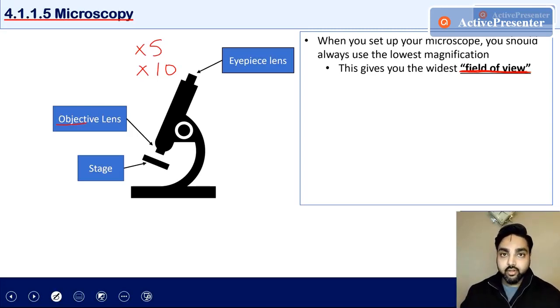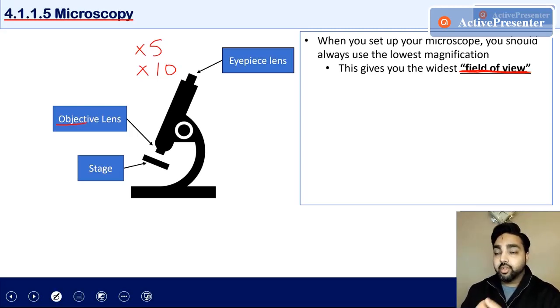The best example I give my students for the widest field of view is if you're playing a game and you're the sniper looking through the scope. If you're zoomed in as much as you can be, then you're not going to be able to spot whatever target it is that you're looking for.